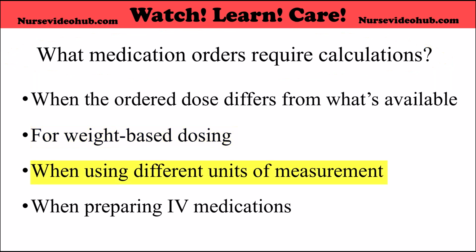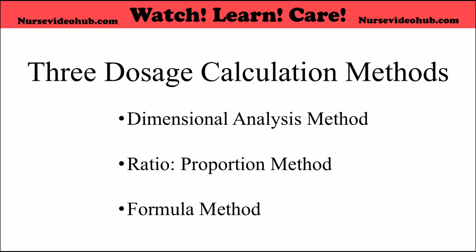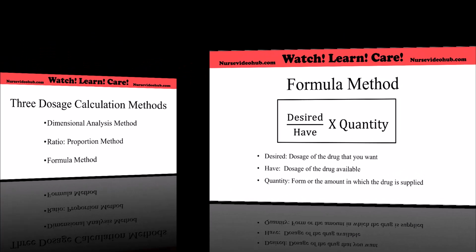Also, when using different units of measurement. The order reads digoxin 0.25 micrograms, but the dosage supplied is in milligrams. You need to convert and calculate. And when preparing IV medications, for example, calculating the rate of infusion. There are 3 different methods for performing medication dosage calculations. It's recommended to choose one method and stick with it when performing calculations in practice.